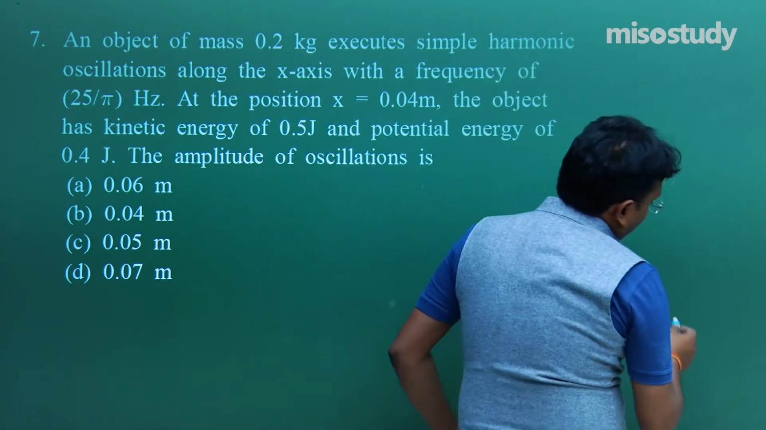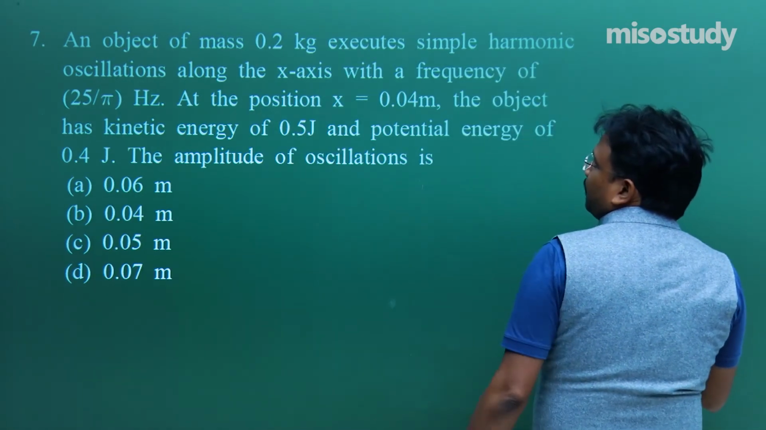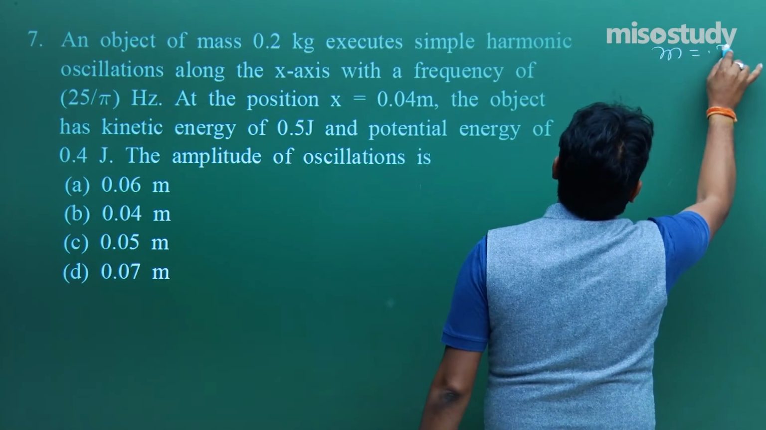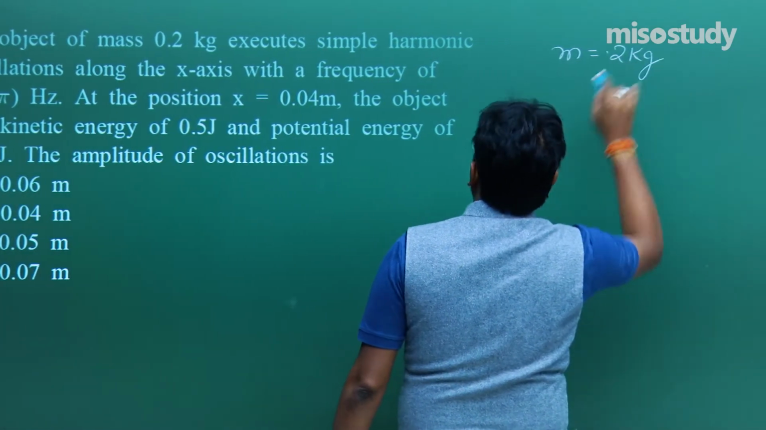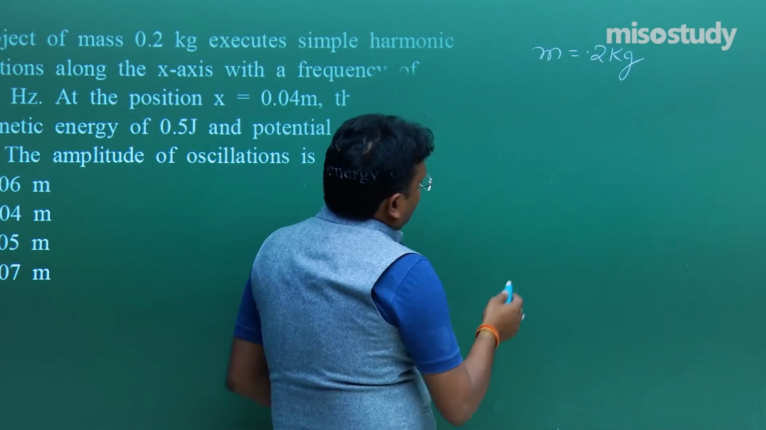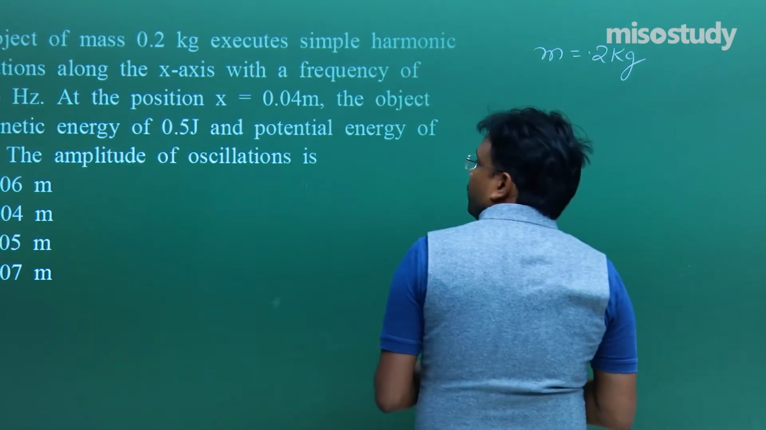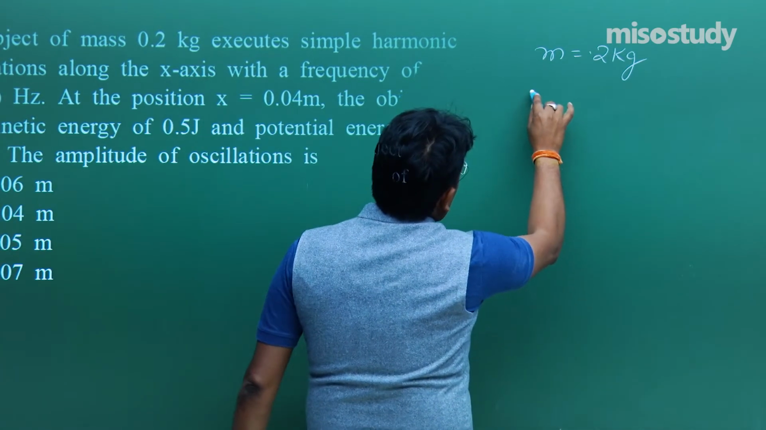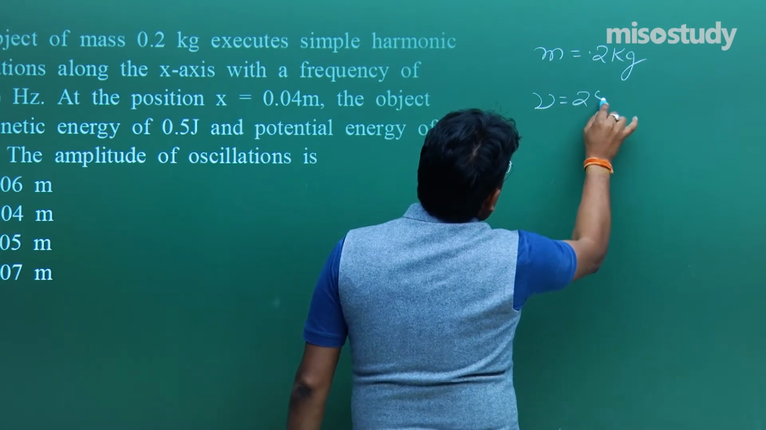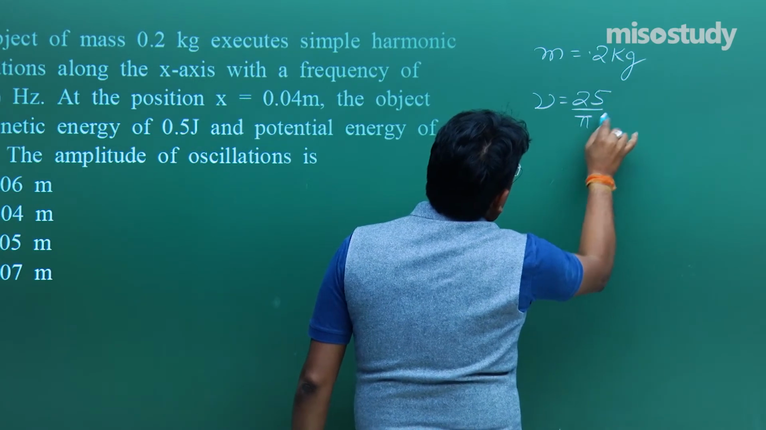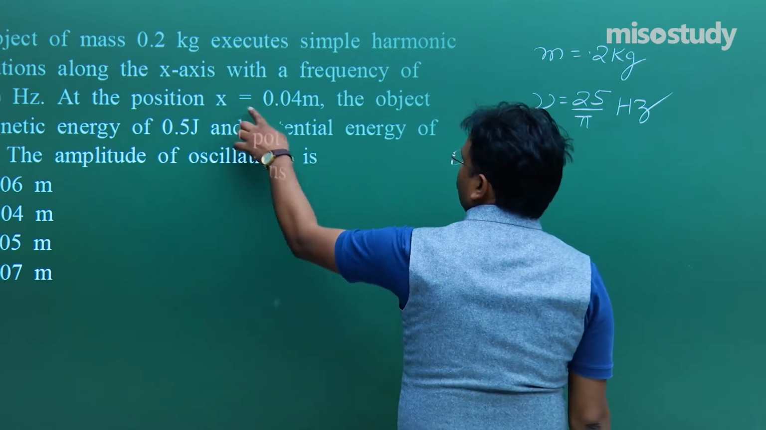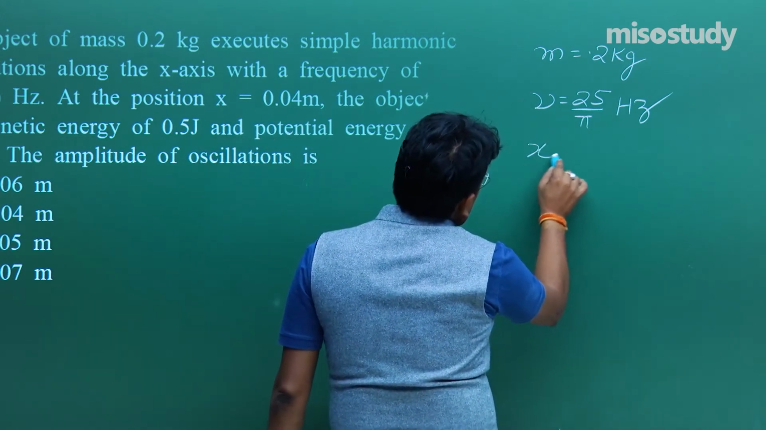So as you know, in this problem, m is equal to 0.2 kg. It is given in this problem, fine. And then nu is equal to 25 by pi hertz, and x is equal to 0.04.